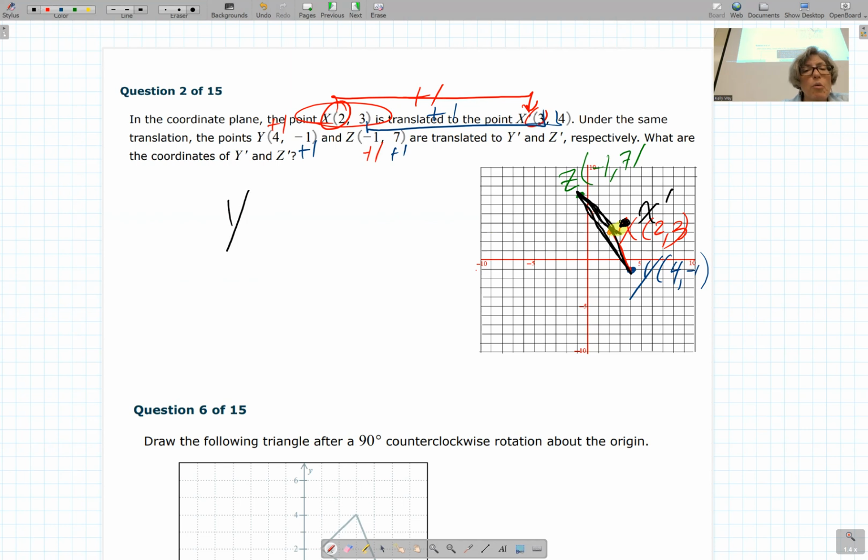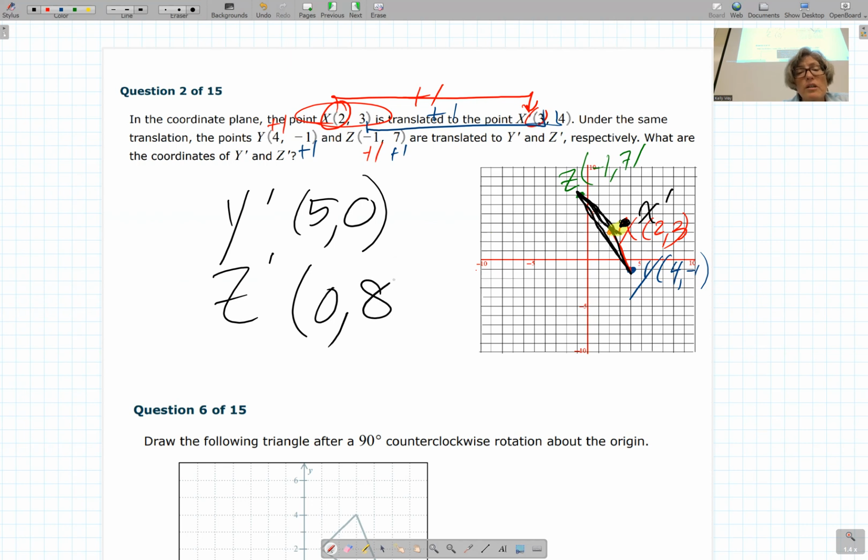So if I wanted Y prime, 4 + 1, that's 5. -1 + 1, 0. Z prime, -1 + 1 is 0. 7 + 1 is 8. And if you wanted to graph those, you could just to see, and it was the same image, but just slid over.